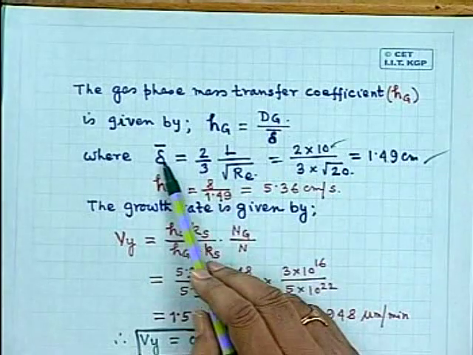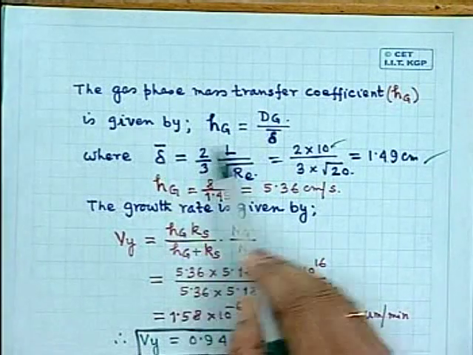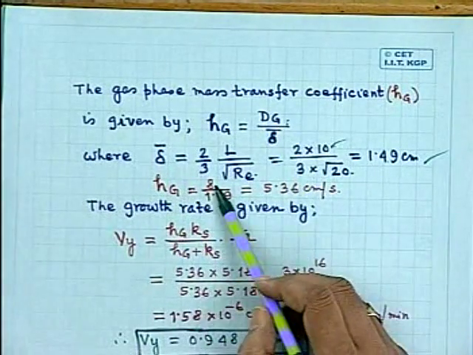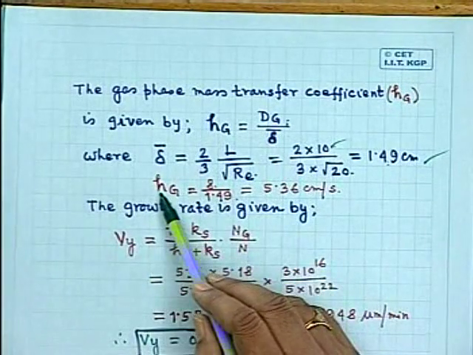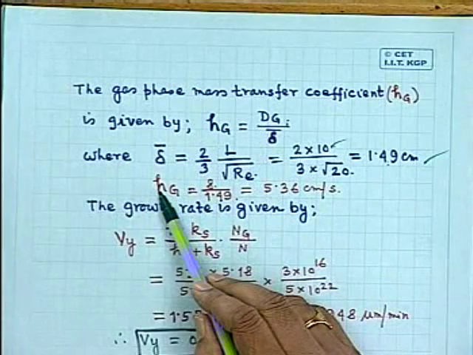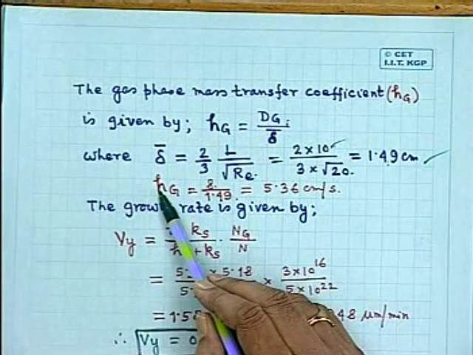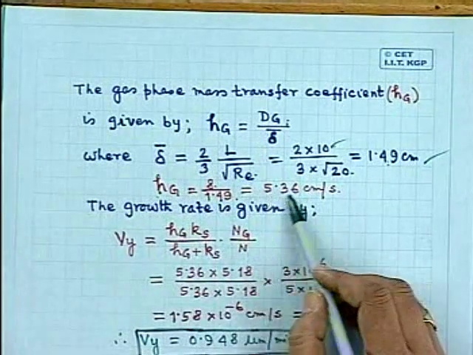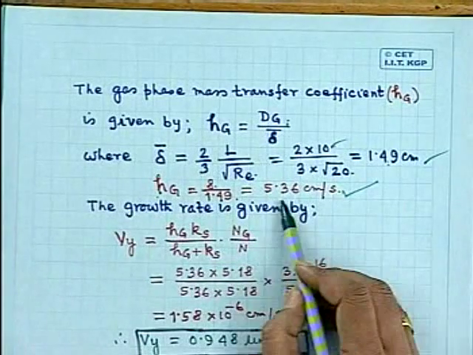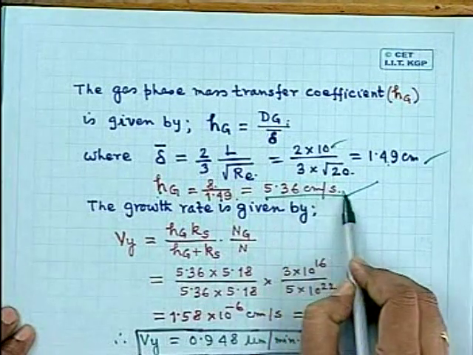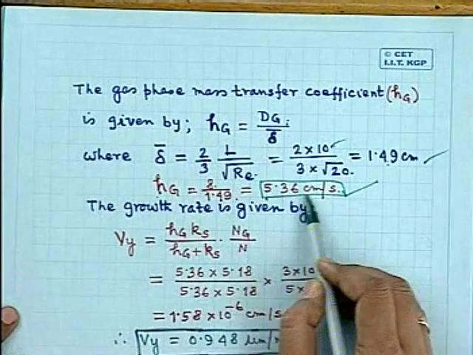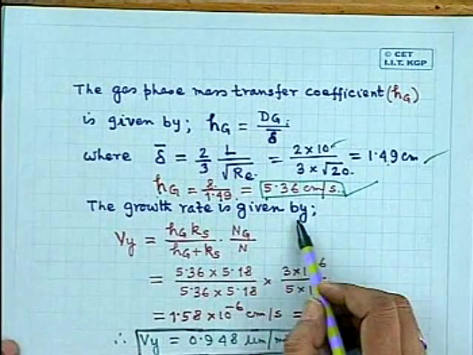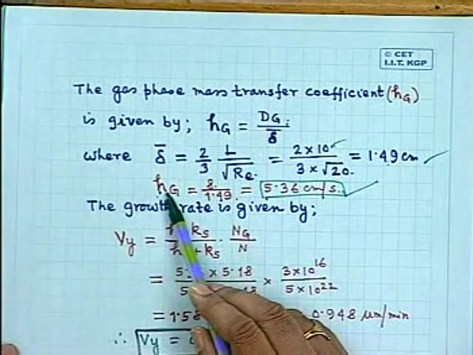Once you find the delta bar, then put this delta bar into this equation. Dg is 8 and delta bar you are getting 1.49. So the hg, gas phase mass transfer coefficient, you can easily calculate, and that hg is equal to 5.36 centimeter per second. That is small hg.